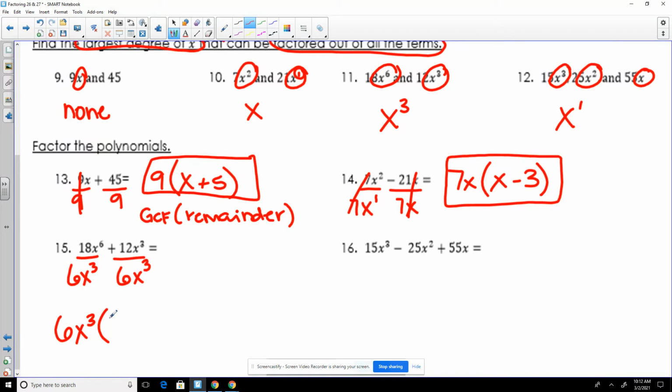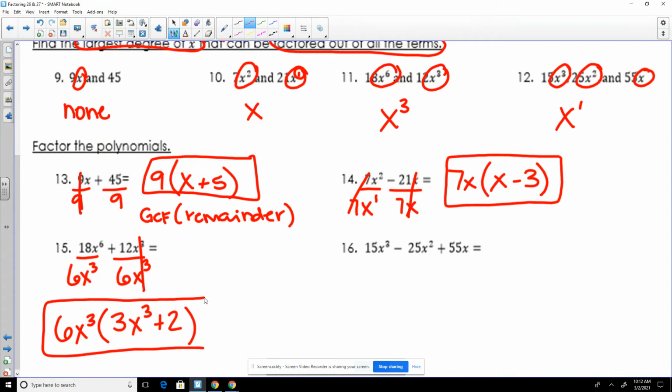What am I remaining with when I factor out and divide out a 6x to the 3rd? 18 divided by 6, I'm left with 3. x to the 6th divided by x to the 3rd, 6 minus 3, I'm left with 3 x's. 12 divided by 6 is 2. And then x to the 3rd over x to the 3rd is 1. So I'm only having a remainder of 2 in that second term. Okay, and then the last one, number 16. Out of all three of these terms, we said that the largest integer that could divide in all three was 5.